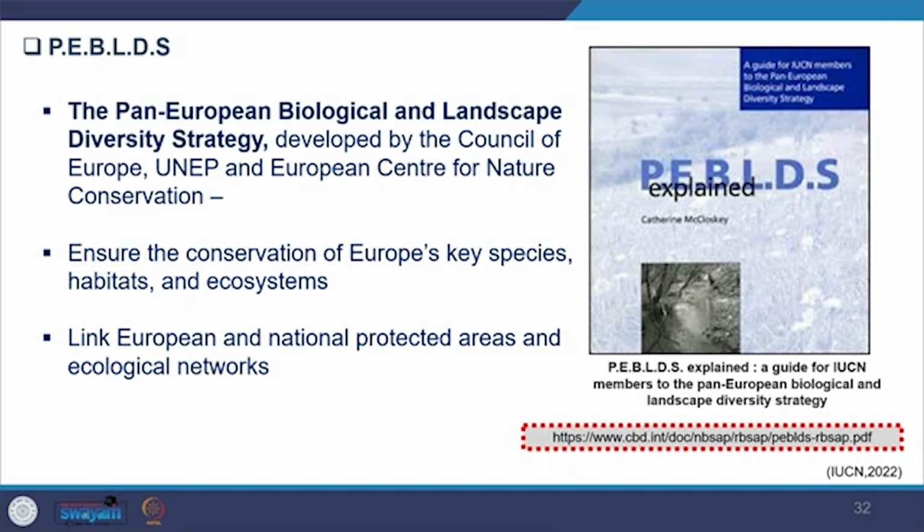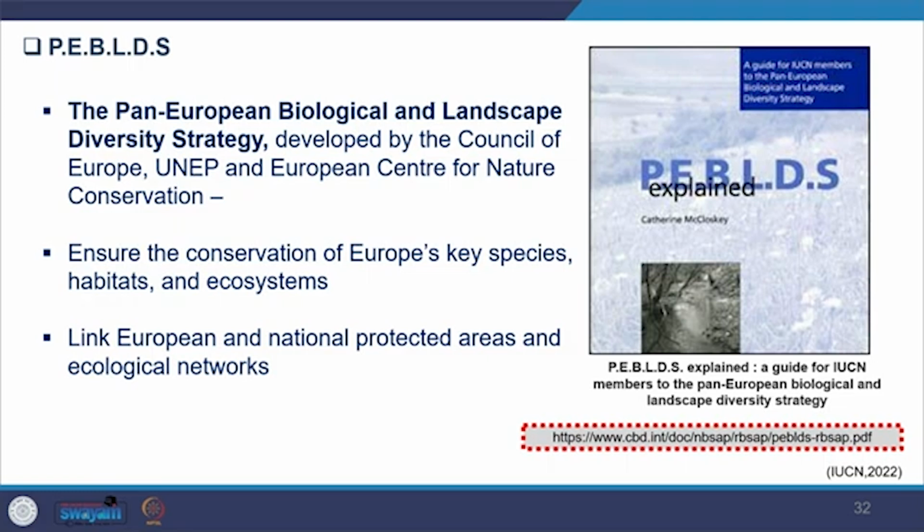So after that, we also see the Pan-European Biological and Landscape Diversity Strategy developed by Council of Europe, UNEP and European Centre for Nature Conservation. And through this, the target was to link the European and national protected areas together and the ecological network. All of this in order to ensure conservation of Europe's key species, habitats and ecosystems. And then you can also find the book PEBLDS explained.